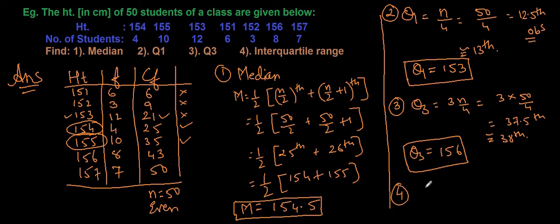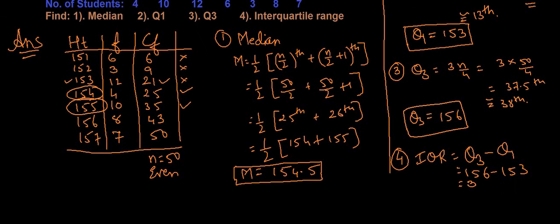Number 4, it is asking to find out the interquartile range, IQR. IQR is what? Q3 minus Q1, is equal to 153 minus, no, not 153, 156, sorry, I wrote Q1. So it is 156 minus 153. How much does it come up to? It comes up to 3. So here IQR is 3.